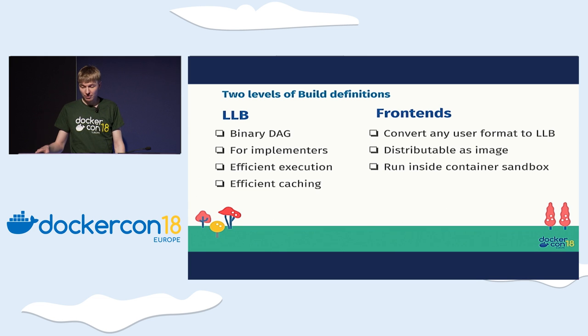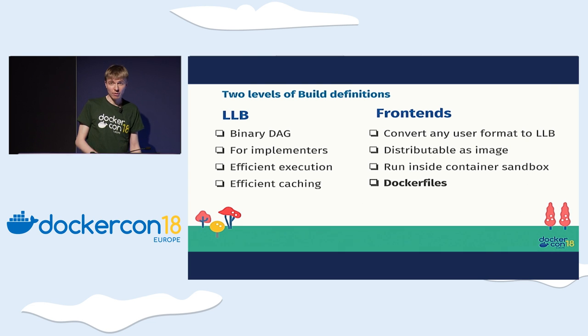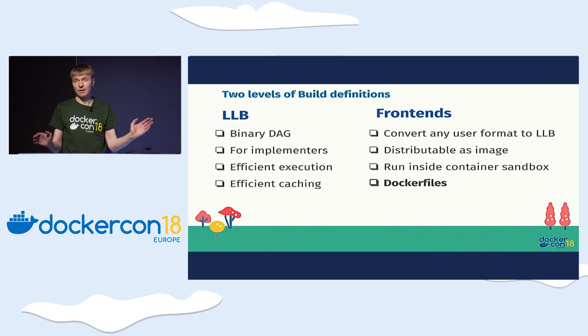If you compare this to frontends, a frontend is a component that takes a user-defined format and converts it to LLB, basically wraps around the LLB model. What's cool about frontends is that they are distributable as regular Docker images. So you can just create the frontend, push it to a registry, and start to use it right away as your custom language in Docker build. And all of our Dockerfile support is completely implemented inside this frontend. The regular BuildKit knows almost nothing about it.